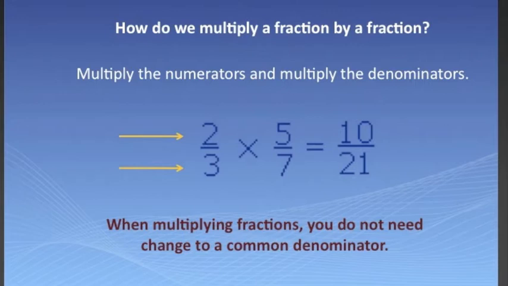To multiply 2 fractions together, all you need to do is multiply across to multiply the numerators together, and then multiply across the bottom to multiply the denominators together. In this example, we'd multiply the 2 and the 5 together to multiply our numerators, and then the 3 and the 7 to multiply our denominators, to get our final answer of 10 over 21. Remember, when multiplying fractions, you do not need to change to a common denominator.